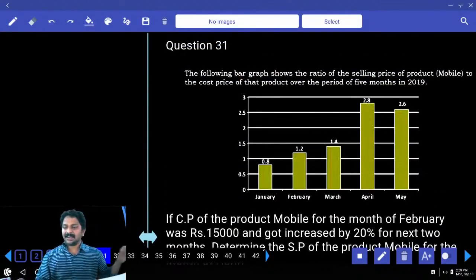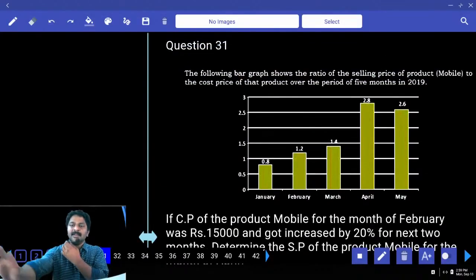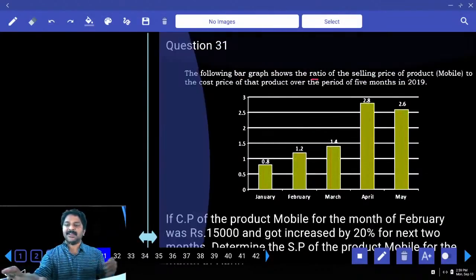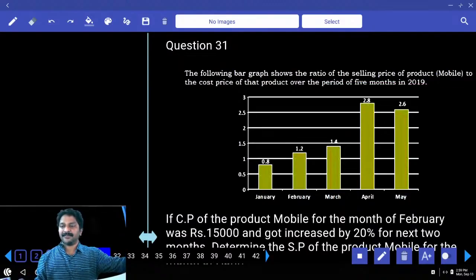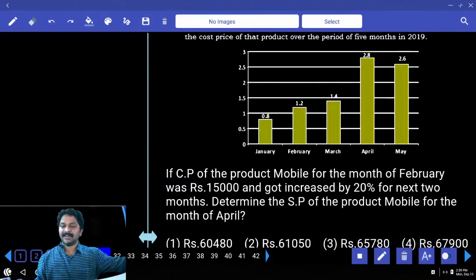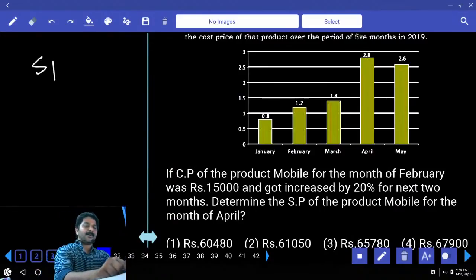This is data regarding a graph that shows the ratio of the selling price of the product to the cost price of the product over a period of 5 months in 2019. Okay, so order is important. It is selling price to cost price.